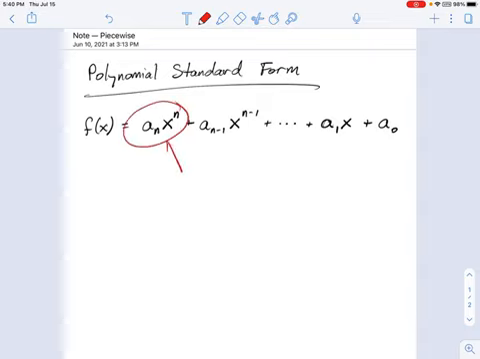This is an important term that we call the power function. There's another name for it too. It's called the leading term. And we call it the leading term because it is the term which leads the polynomial, right? It's all the way to the left.